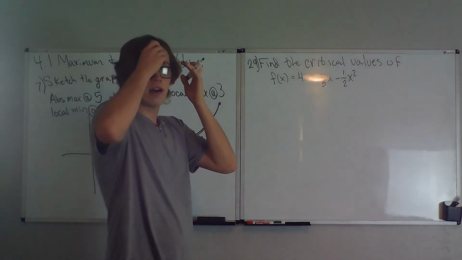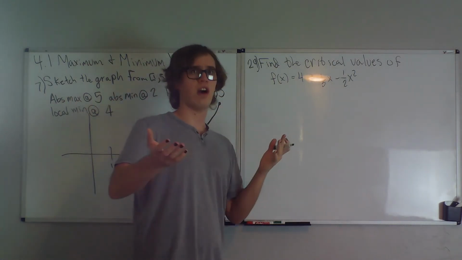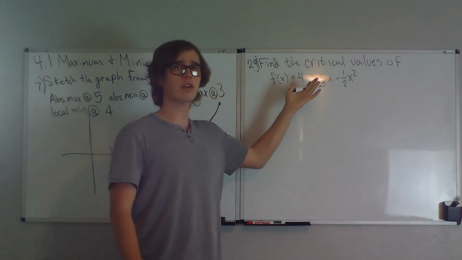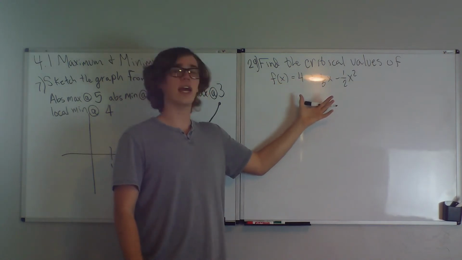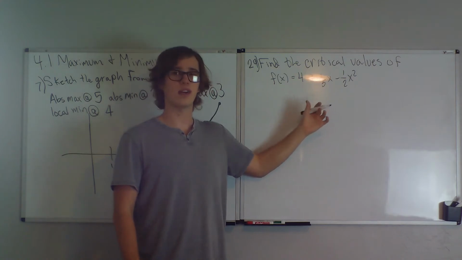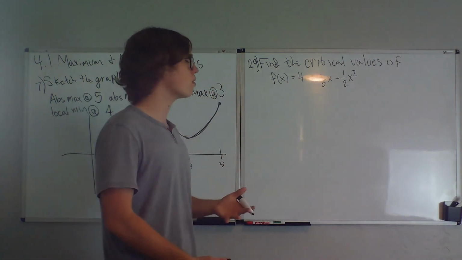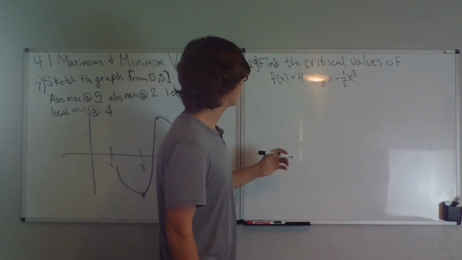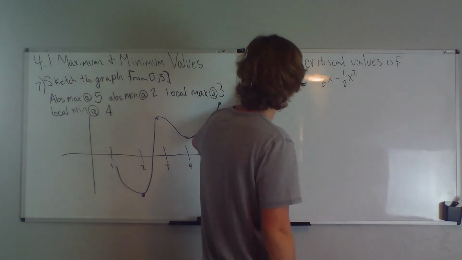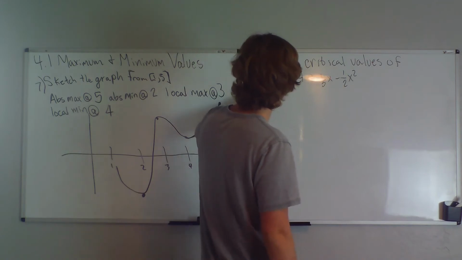Now on to number 25. We're doing 29. Find the critical values of f of x is equal to 4 plus 1/3 x minus 1/2 x squared. How do we do this? Well, we need to take the derivative, set it equal to 0. Okay, so f of x. What's f prime of x?